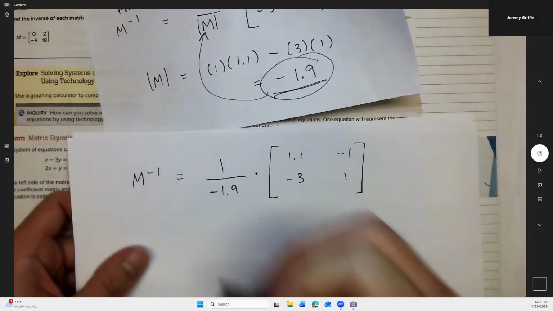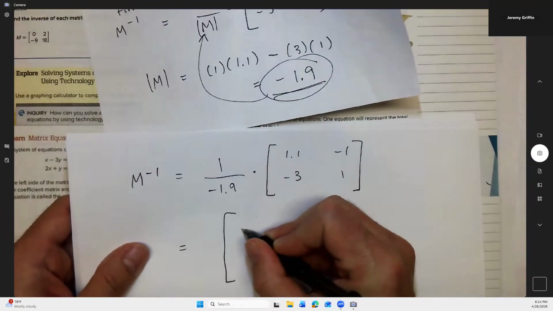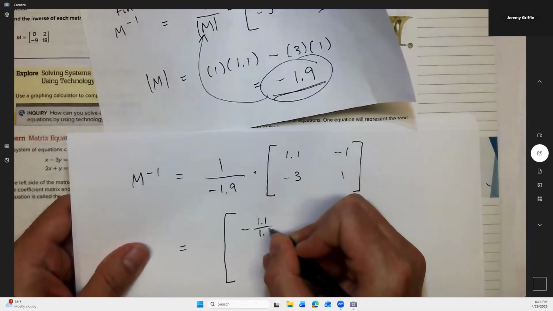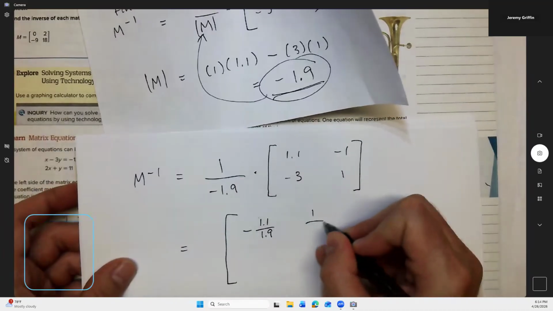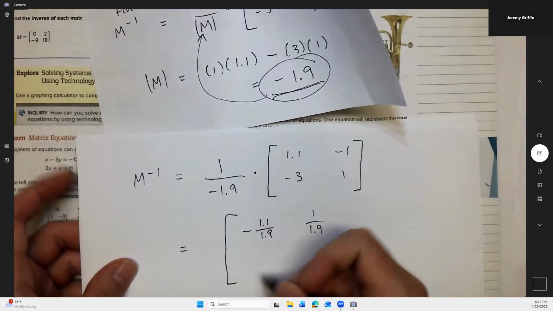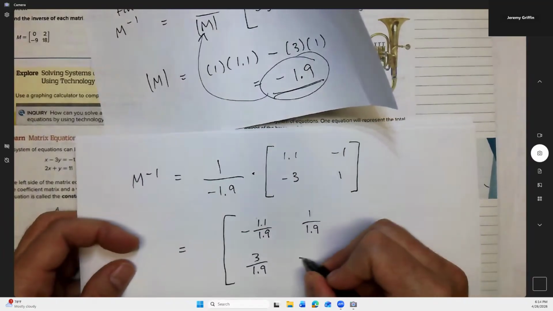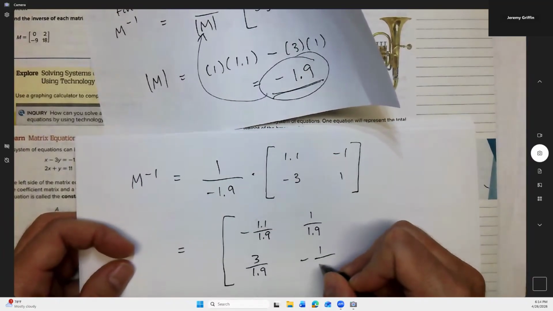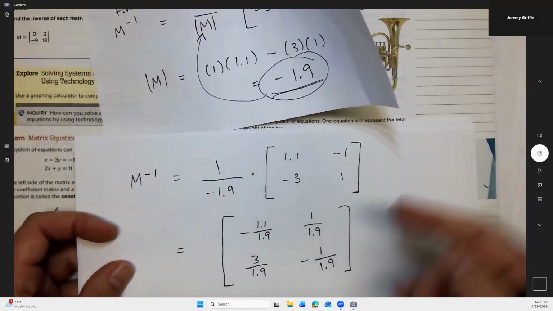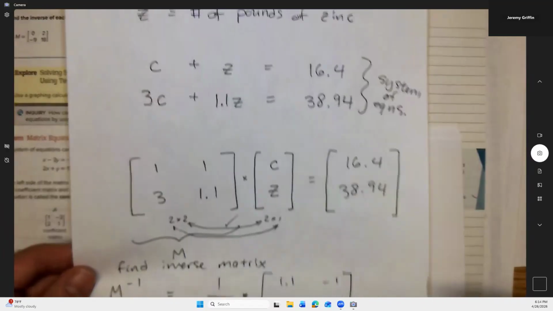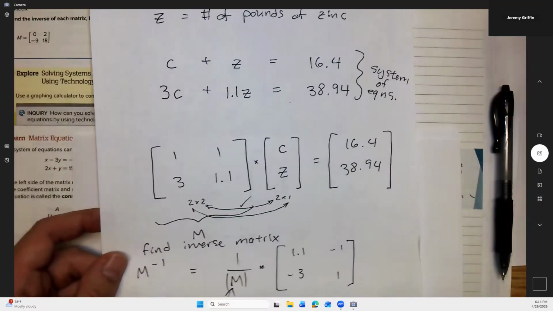So let's call this -1.1 over 1.9, and these negatives are going to cancel. So 1 over 1.9, and then these negatives also cancel, 3 over 1.9, and then -1 over 1.9. Okay, there's my inverse matrix. Great, so now I know my inverse matrix. And the method we're going with here is to multiply. Maybe I'll switch to the blue ink right here.